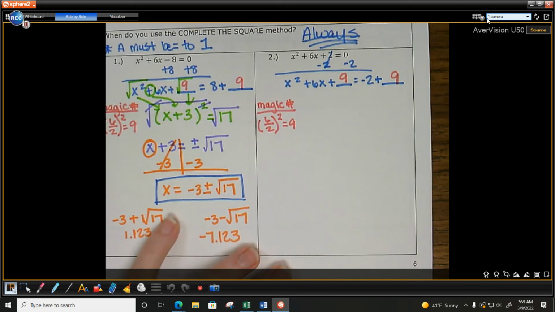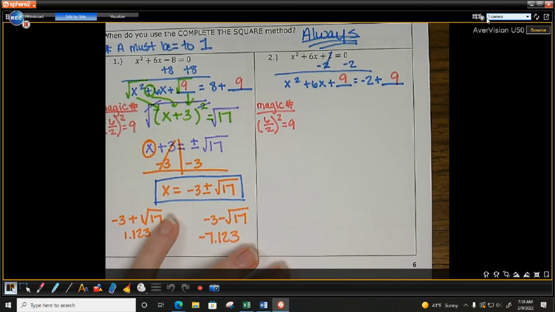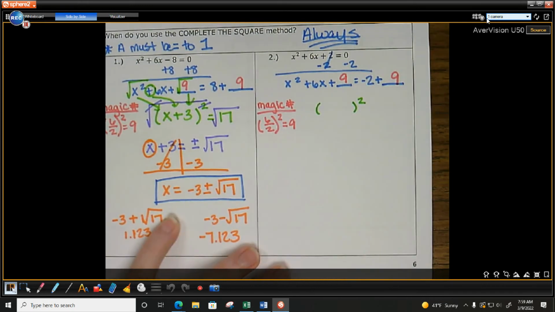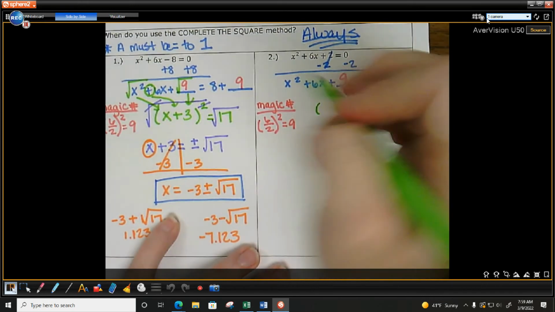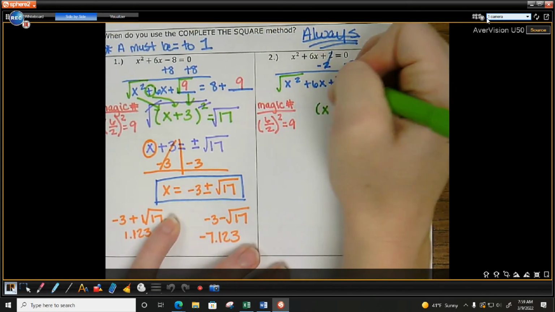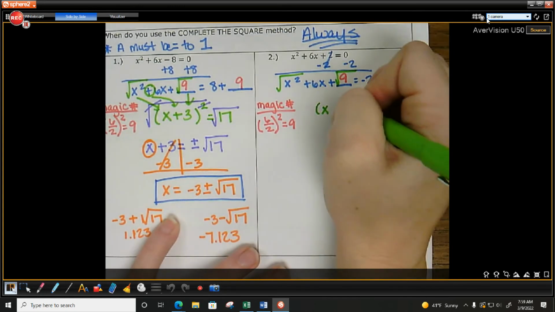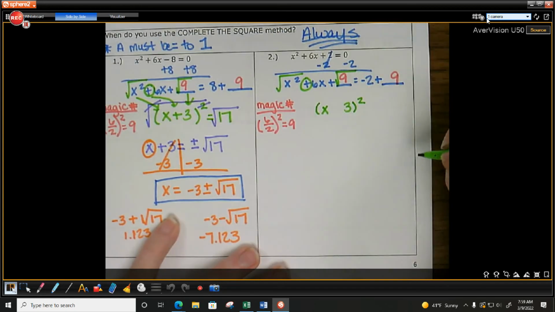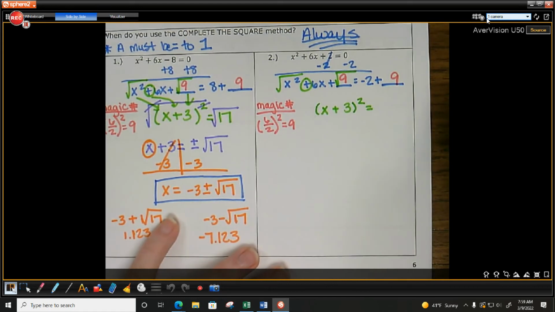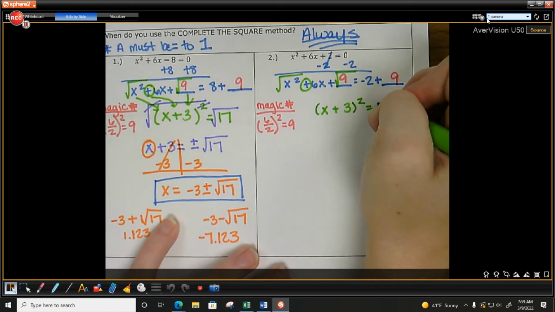Okay. Then we are going to factor our perfect square trinomial. So I do my parentheses, squared. What's the square root of x squared? What's the square root of 9? Is it a plus or minus? Equals, what's negative 2 plus 9? 7. Great job.